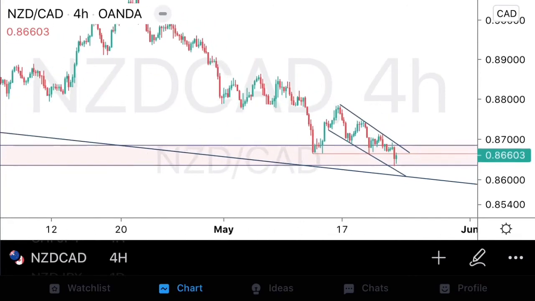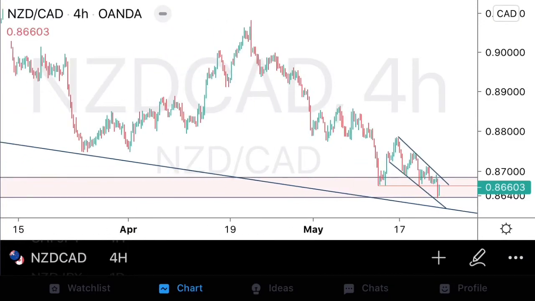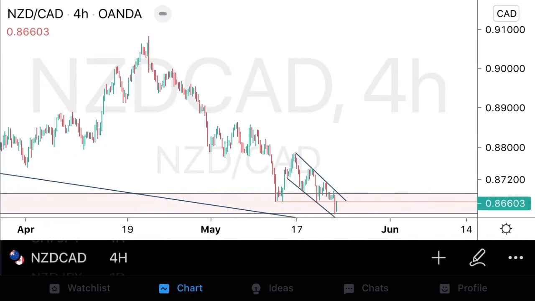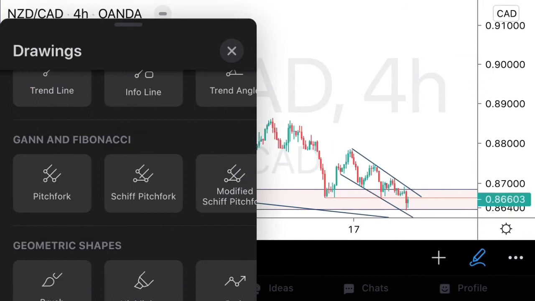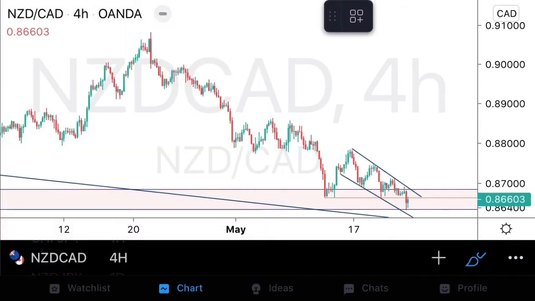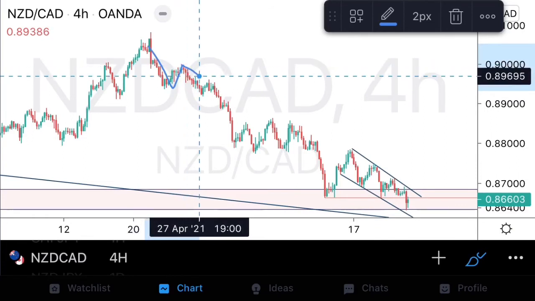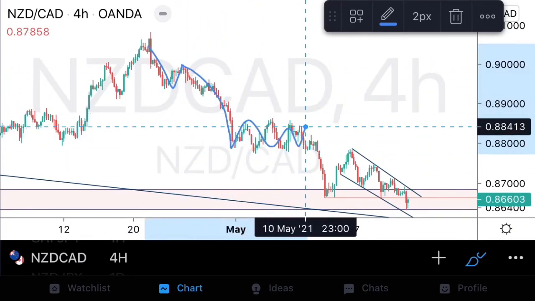Now, looking at things on New Zealand dollar CAD, we mentioned how we're going to talk about identifying the different types of momentum. So we're looking at price action here on the 4 hour on NZDCAD. What we do see is some selling momentum. So we see sellers pushing prices lower, correction, sellers impulsively pushing prices lower into a corrective structure.